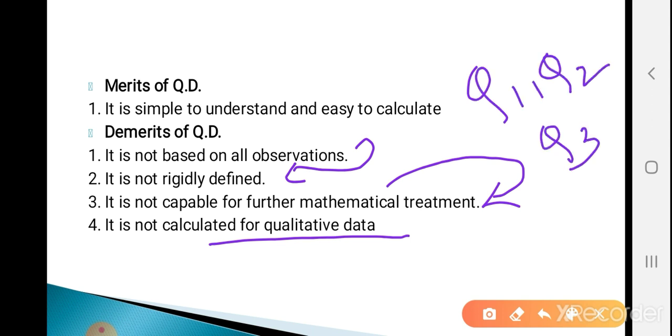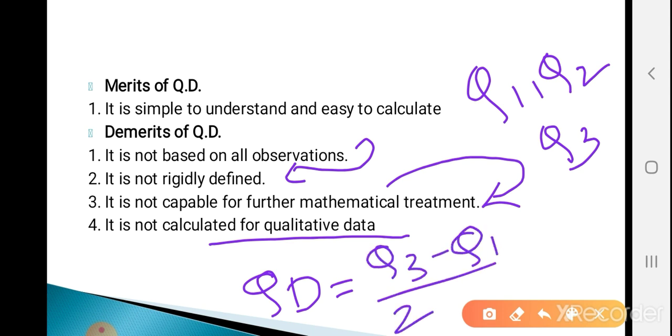And the last demerit is that it is not calculated for qualitative data. The quartiles Q1, Q2 and Q3 can be calculated for qualitative data, but the quartile deviation is not, because the formula is Q3 minus Q1 divided by 2. Suppose my Q3 value is red and Q1 is black, then how to subtract black from red? We can't calculate the subtraction of qualitative data. So the quartiles are calculated for qualitative data, but the quartile deviation is not calculated for qualitative data.